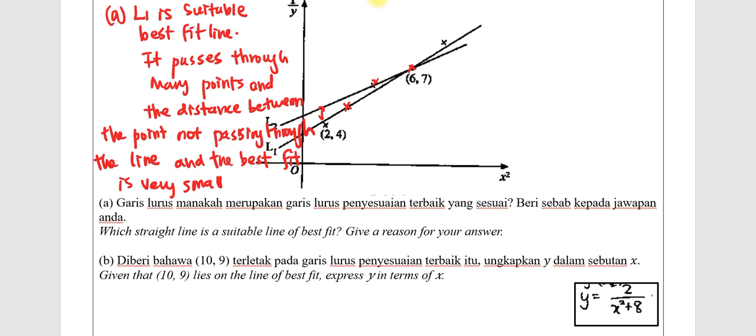For L1 it is very small. So it passed through many points, no need to mention that, because they are passing through the same number of points. Just now I was counting, I cannot see. The distance between the point not passing through the line and the best fit is very small. You need to talk about the distance, because the same number of points only it passed through. So for L1, we have 6, 7 point, and another point is, let's say, 10, 9.